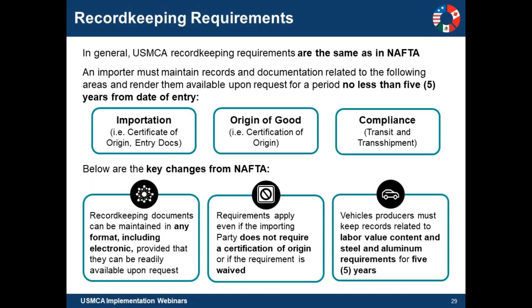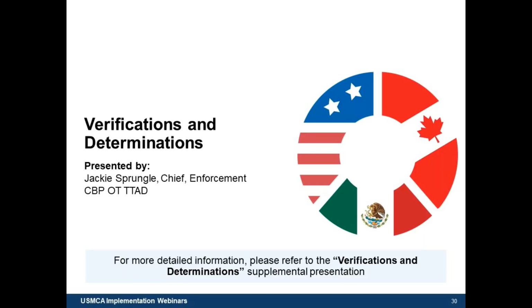Next, the requirements with respect to waivers for informal entries. Even while it might be allowed for the entry certification not to be provided for informal entries or in other cases, the documentation supporting the claim has to be maintained by the importer for not less than 5 years. Specific to auto, there are certain certifications that are new to USMCA, including the labor value content certification and steel and aluminum certifications. These are new documents, and those will need to be maintained as with the other record-keeping requirements related to that claim. This concludes my section, and I will now turn over to Chief Sprungle to discuss verifications and determinations.